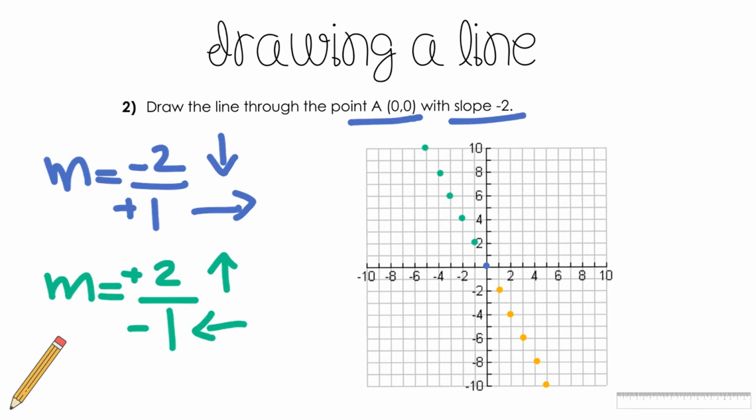Take a step back, and all of your lines should be lining up at this point. So you're going to take your ruler, and you're going to connect all of the points together in a nice straight line.